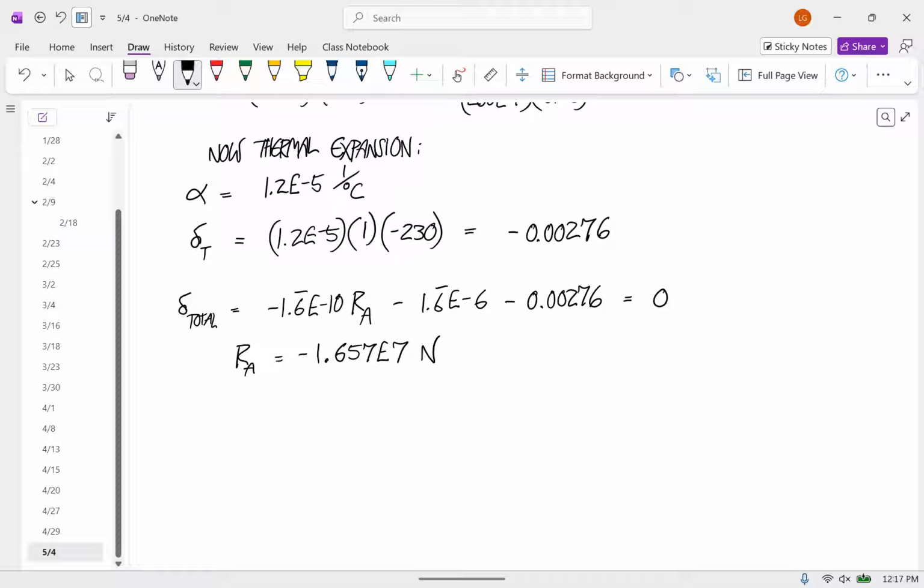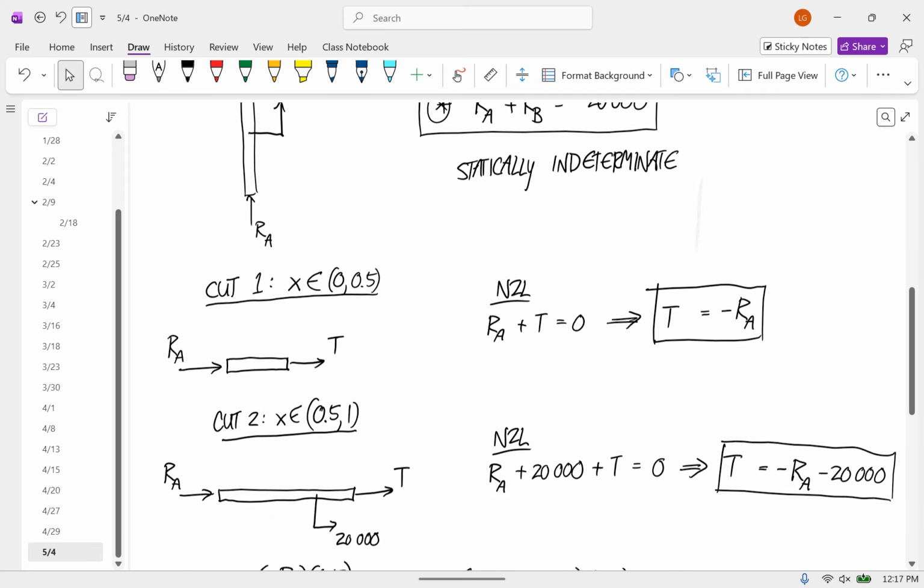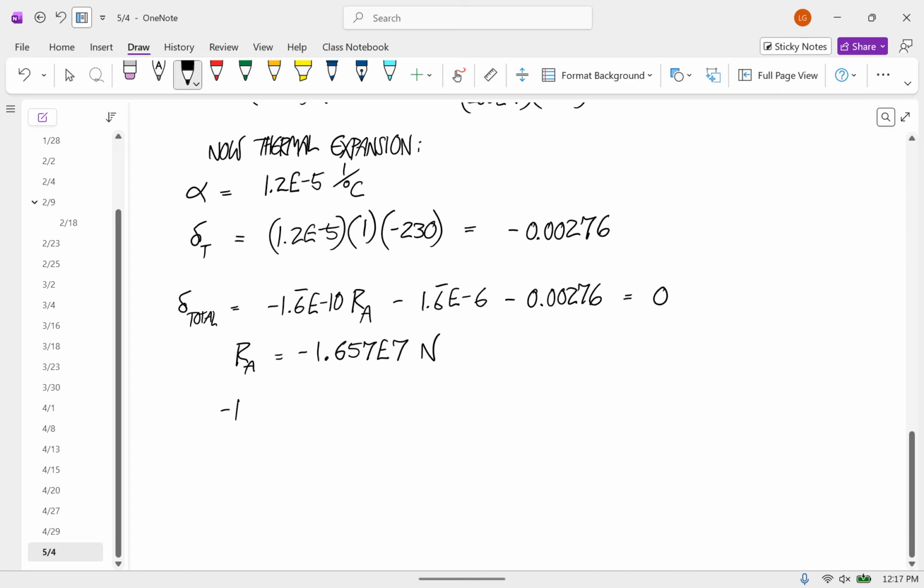Now we can plug that into our statics equation. It says negative 1.657 times 10 to the 7 plus RB has to be equal to 20,000. Or was it negative? Negative 20,000. But that 20,000 you can see isn't going to matter much compared to this. This is 2 times 10 to the 4th. This is 1.66 times 10 to the 7th. The 20,000 barely even comes into this, depending on how much you round.